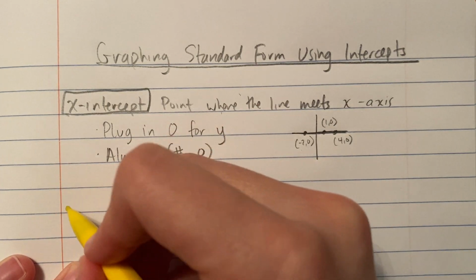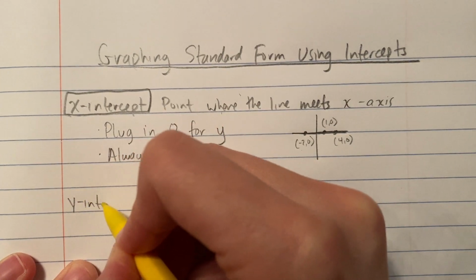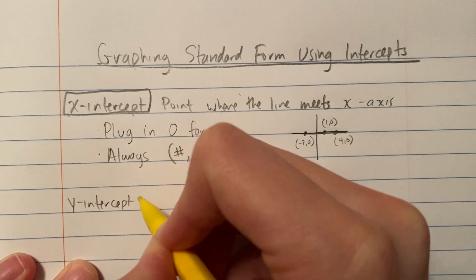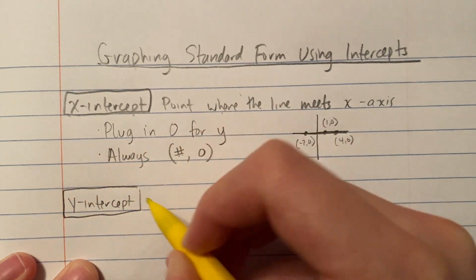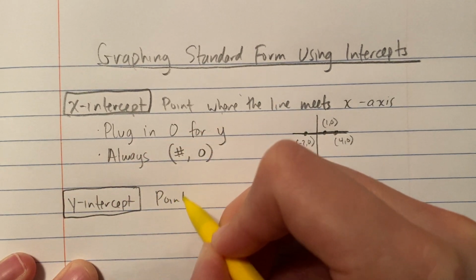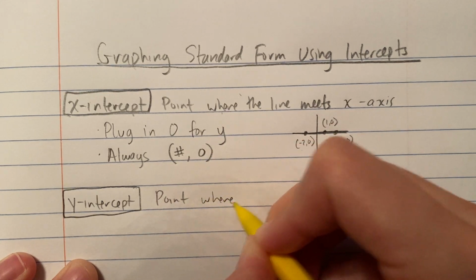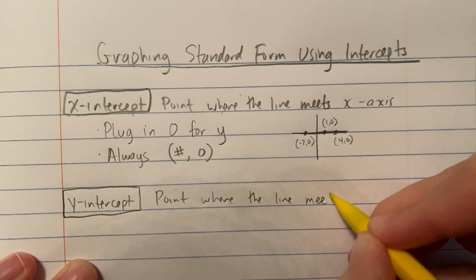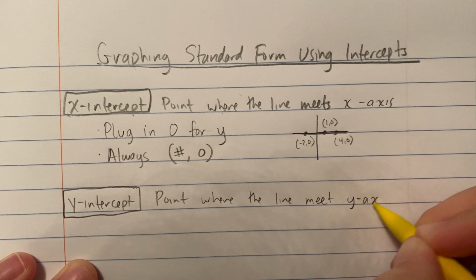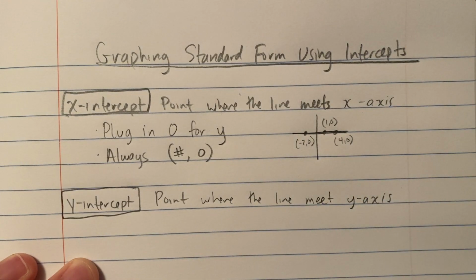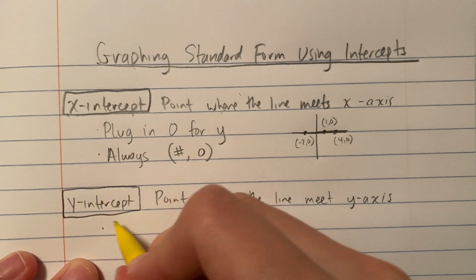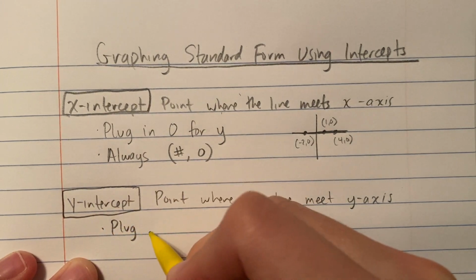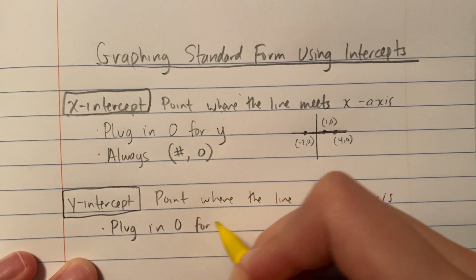Now for the y-intercept, it's all just kind of the opposite, right? This is the point where the line, and we've seen y-intercepts before. X-intercept is a little bit of a new concept, right? But it's actually just the same thing as the y-intercept. This is the point where the line meets the y-axis. And here, like I said, it's just the opposite. You're going to plug in 0 for x to find it.